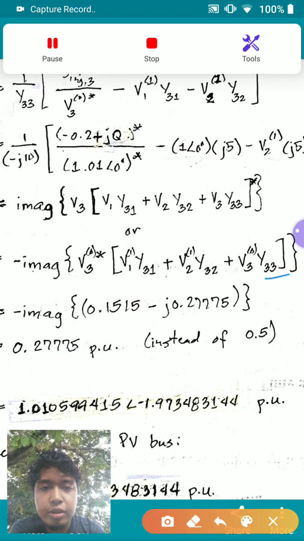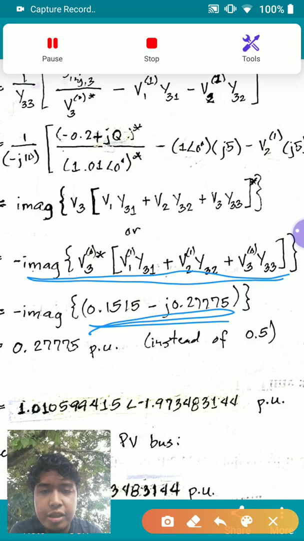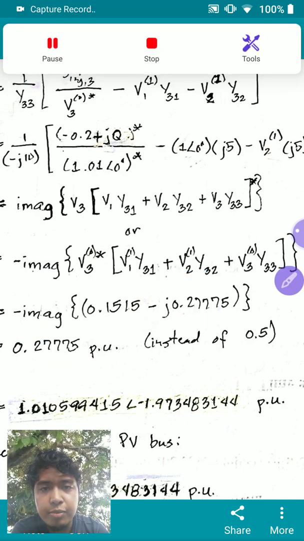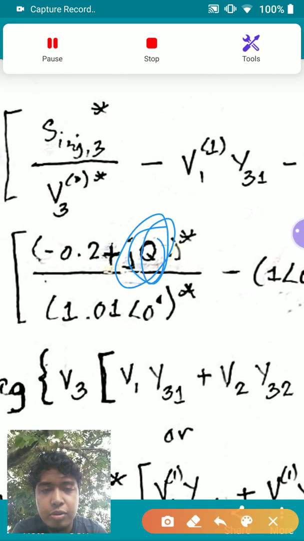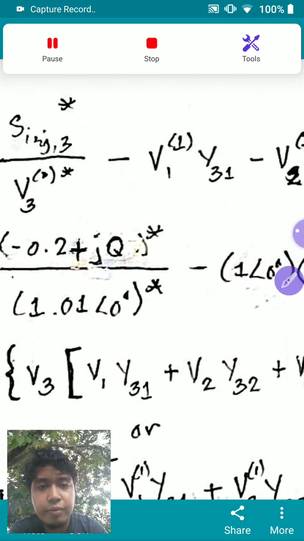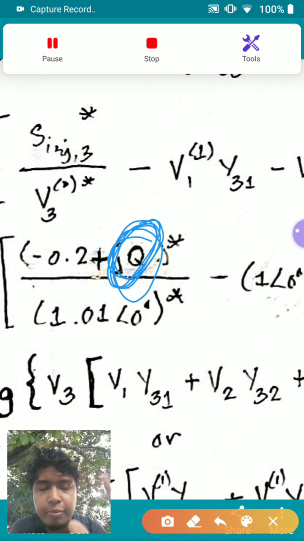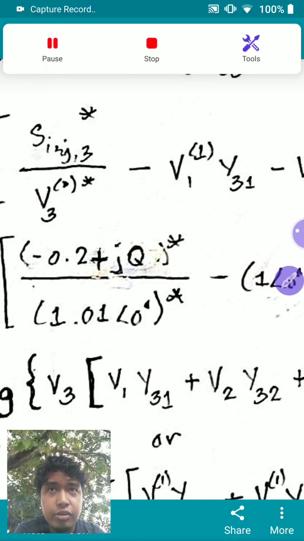you solve for this equation, you end up with this, and to get the negative imaginary, it is 0.2775. So instead of substituting 0.5 here, you substitute 0.2775.